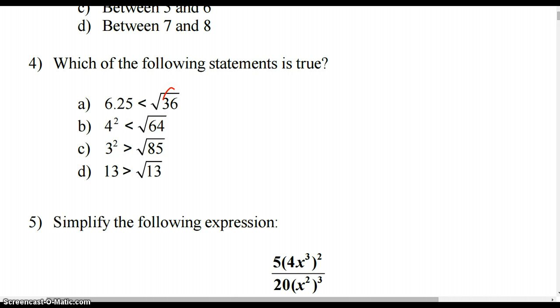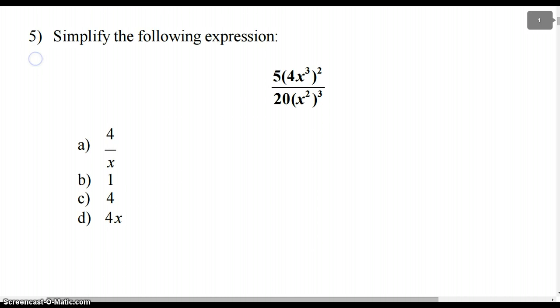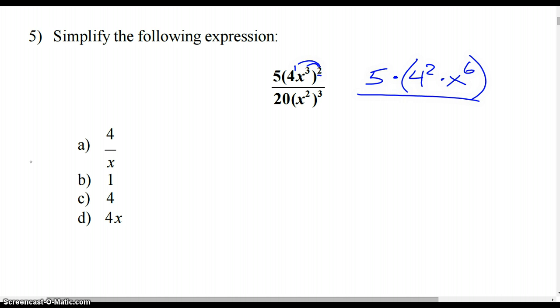And lastly, we'll stop with number 5 here. We're going to use our exponent laws to figure this one out. Remember that numbers have their own exponents. This too applies to both of these. It's a power to a power law. So on top I've got 5 times 4 to the second times x to the sixth all over 20, and then I can take this power to a power, x to the sixth. Alright? So really what do we got here?